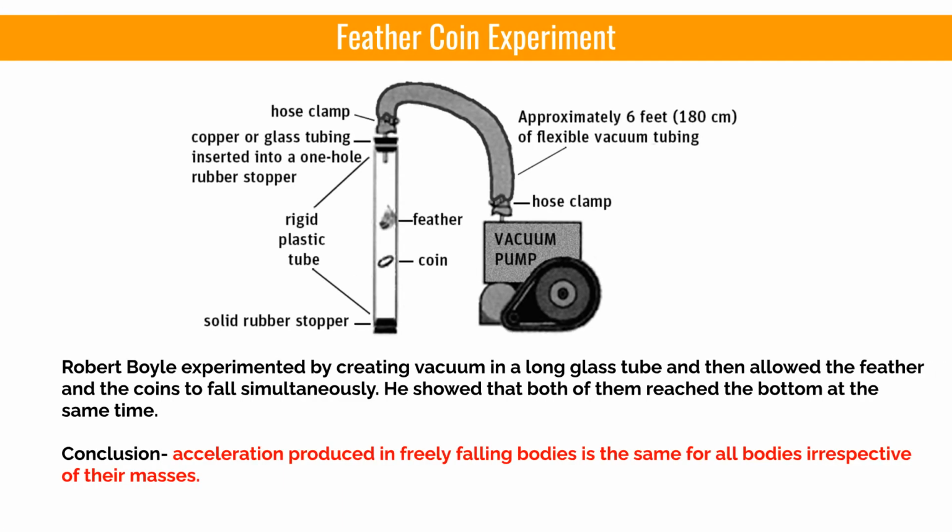Robert Boyle's feather coin experiment demonstrated the principle of free fall in a vacuum. By removing air resistance, he showed that a feather and a coin fall simultaneously. The conclusion is that acceleration for freely falling bodies is the same, regardless of their masses.